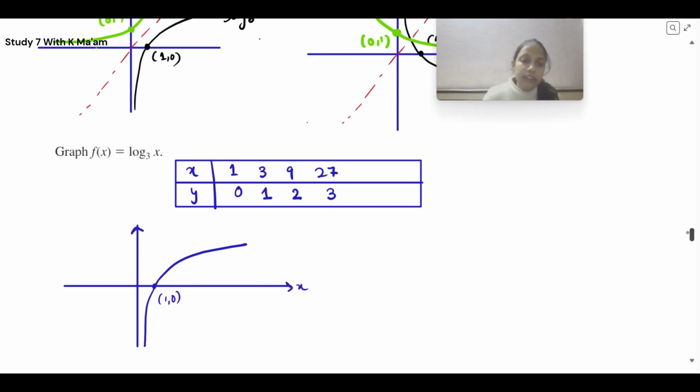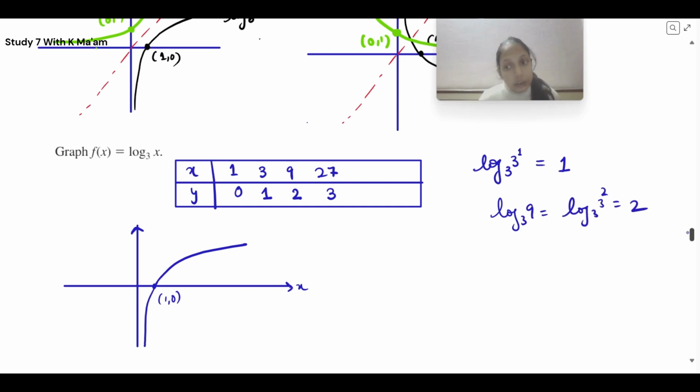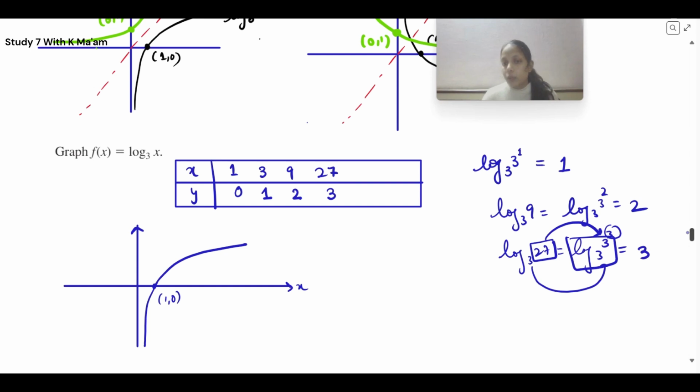On the x-axis and y-axis. If you wonder why I'm writing this, see. Log base 3 of 3. What is that? The answer is 1. We just learned 3 means 3 power 1. If you have 9, what is 9? 9 is 3 power 2. So the answer is 2. If you have 27, 27 is 3 power 3. This is the base 3, this is the term. 27 is 3 power 3, so the answer is 3. Okay, this is how I'm writing. I make 3 or 4 points and draw a graph like this.